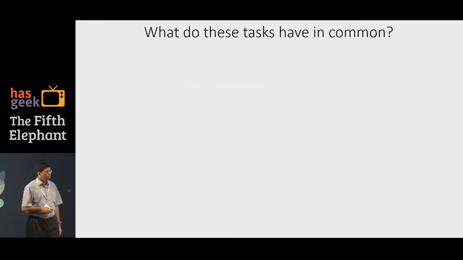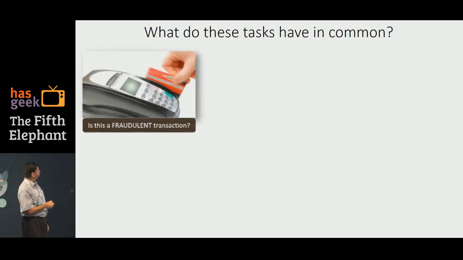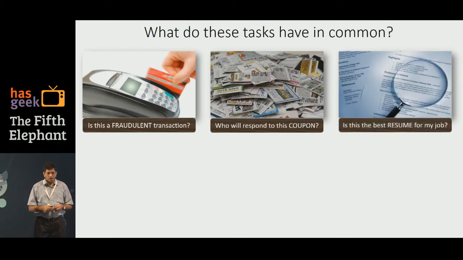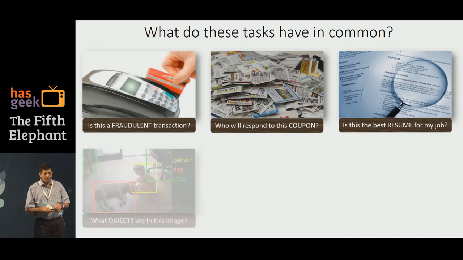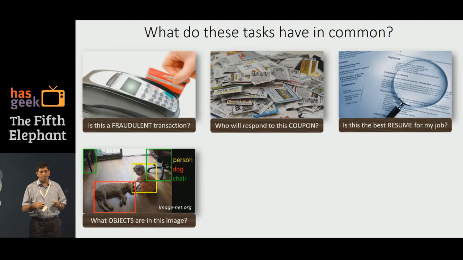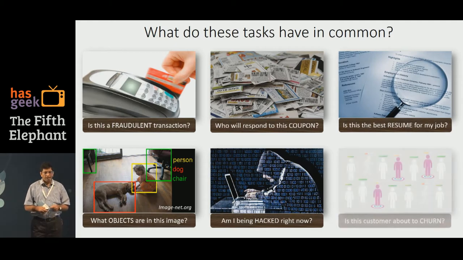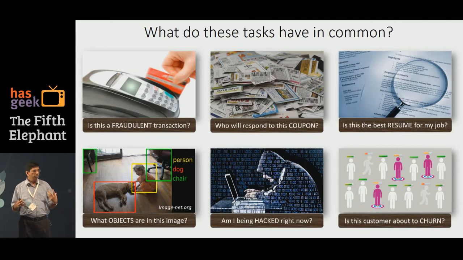Let's look at a set of tasks that we all do in our jobs. Let's say I have a task of predicting whether this transaction is a fraud, or whether these coupons should be sent to those customers, or whether this job is relevant to this resume, or vice versa. Or what the objects in this image are. Is there hacking going on into my cloud system or my other systems? This has become very popular these days. And whether this customer is about to churn. All these problems have the same type of structure to them.